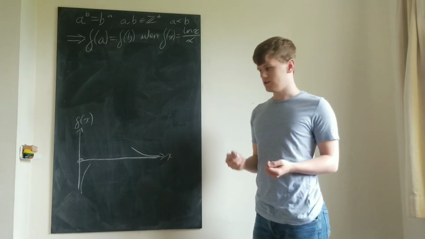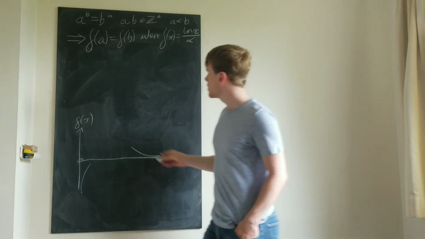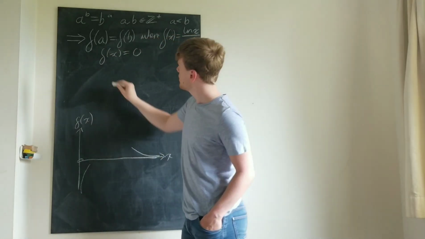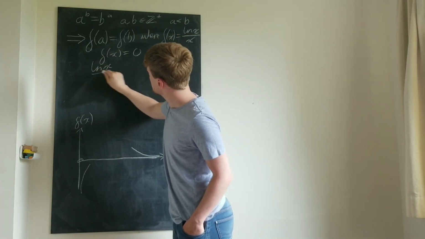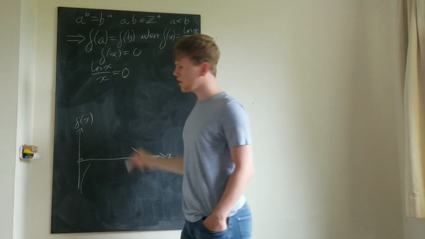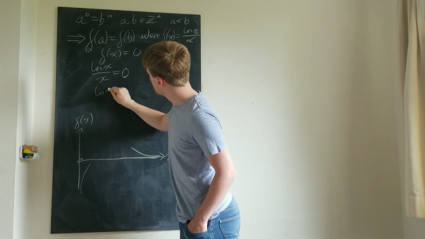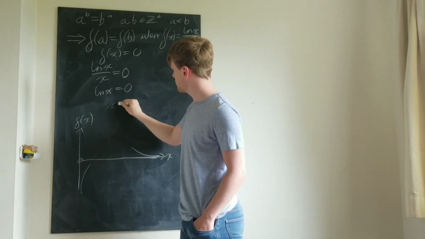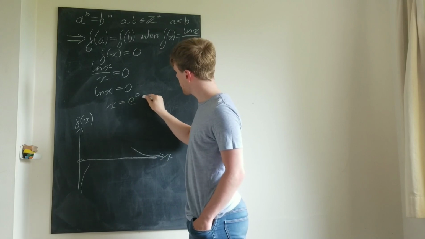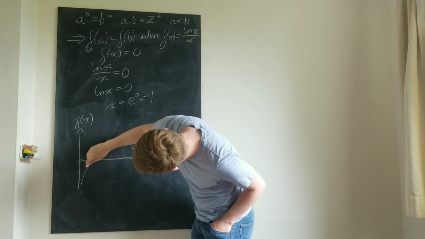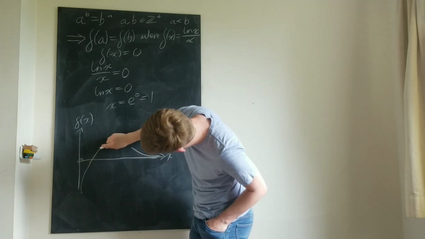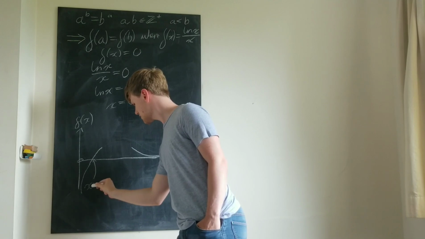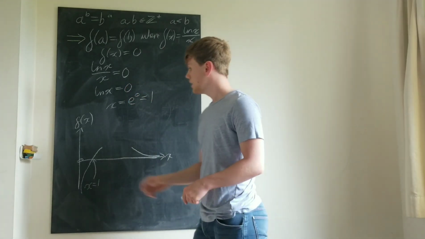So the next part, which is the x-intercept, is fairly simple. The x-intercept is just when the value of the function f of x is equal to 0. And so then we have ln of x divided by x equals 0. And then multiplying by x on each side, we get ln of x equals 0. And therefore x is going to be e to the 0, which is just 1. And so we will intersect the x-axis there at x equals 1.